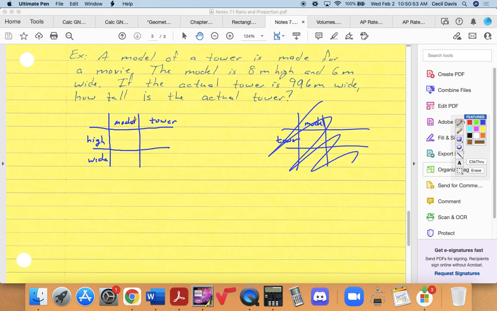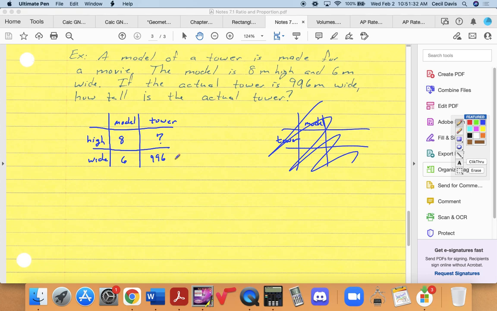All right, so for the model, how tall is it? 8 meters. For the tower, how high is it? We don't know. That's the width, so we don't know this. So I'm going to put a question mark for now. For the model, how wide is it? 6 meters. And for the actual tower, how wide is it? 996.